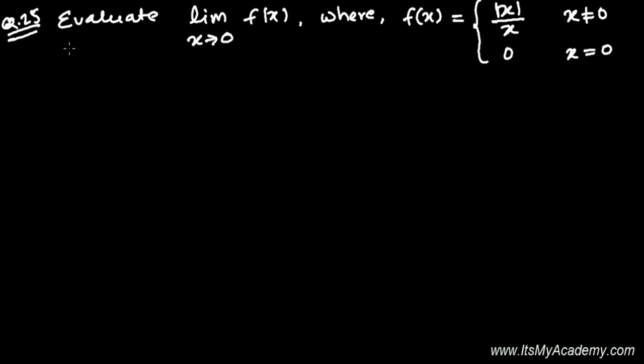Here is the 25th question on evaluating limits, and the question is like this: find the limit as x tends to 0 of f of x, where f of x is the absolute value of x divided by x when x is not equal to 0, and 0 when x equals 0.